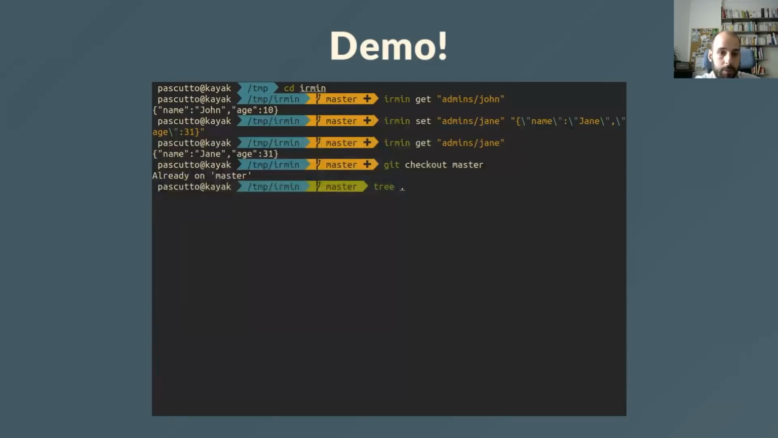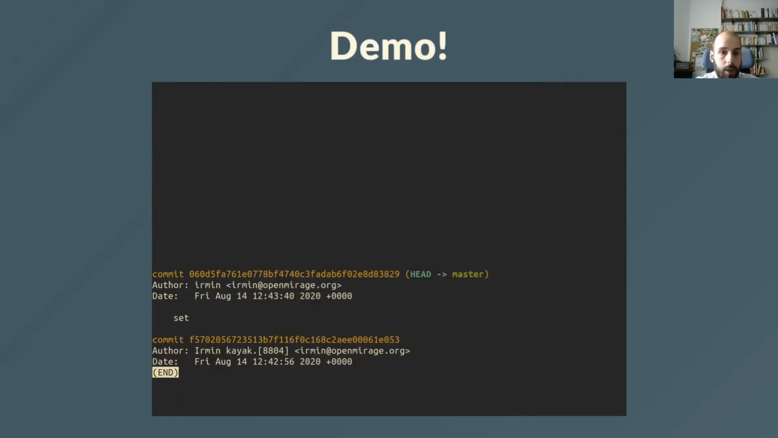So if I check out master and print what's in the directory, I will get the 2 keys that I created. And of course, Irmin is based on commits, so each change that I made created a new commit, so I can go back in time. I can also check that with the Git command line by running git log. And then I will see I have 2 commits, one for adding John and one for adding Jane.